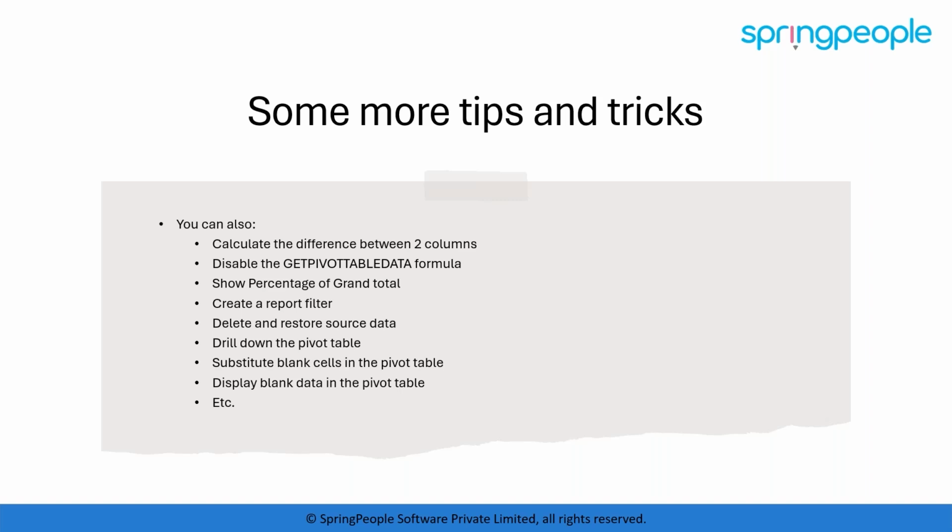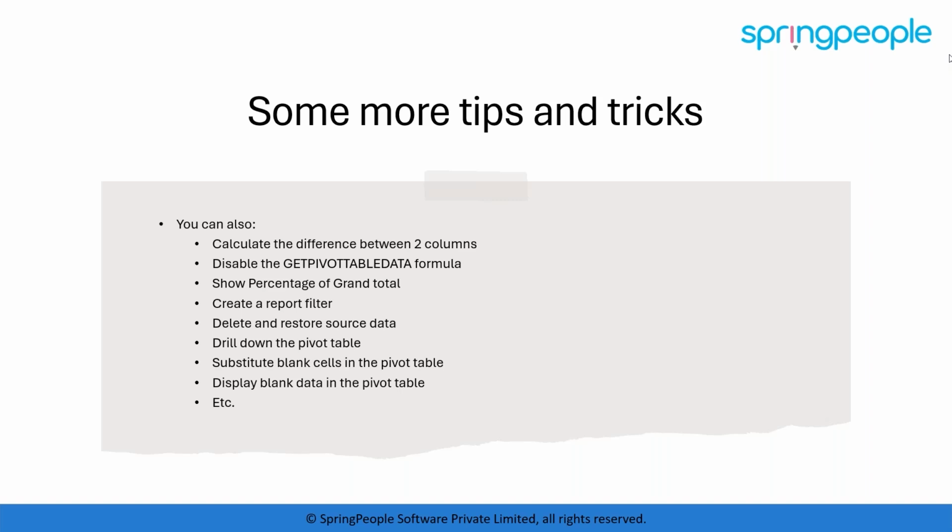You can show the grand totals. You can show percentages. You can change the currencies. You can add a report filter. You can restore your source data. You can delete your source data. You can drill down into your pivot table. You can look at content in a much more specific manner. You can substitute the blank cells that are there within a pivot table. When you don't want to display your blank data, you can show zeros or null or NA or something within your pivot table. You can do all of that where pivot tables are concerned.